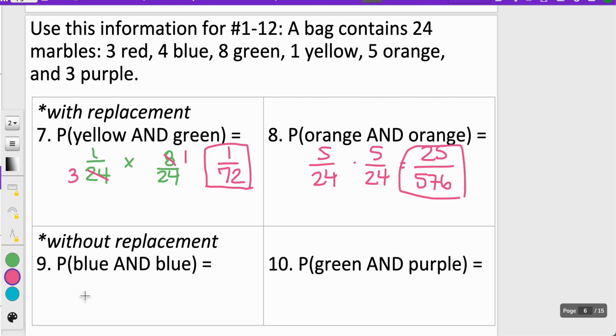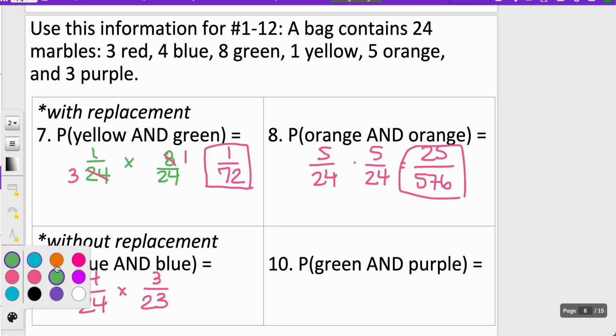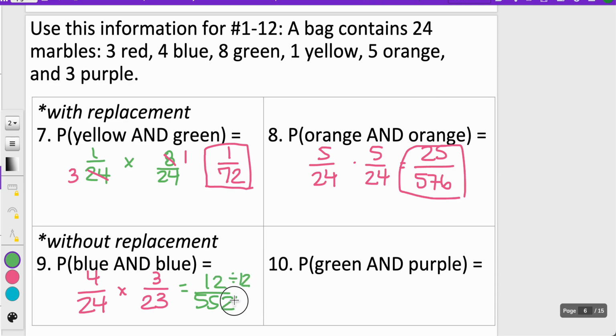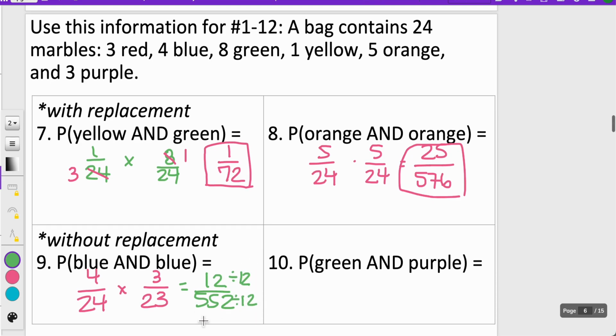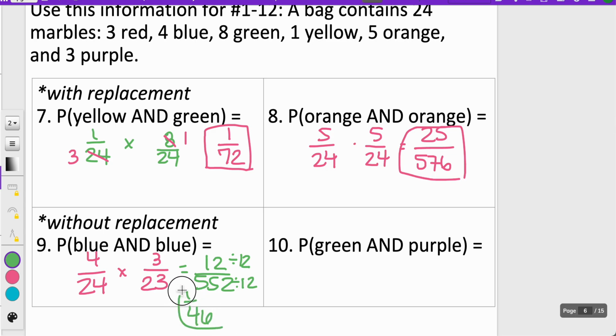Now I don't replace. So the first time I get that blue, it's 4 out of 24, but the next time I get it is 3 out of 23, okay, because they both went down by 1. I can simplify nothing here, so that'll be fun when I get some big numbers. 4 times 3 is 12, and 24 times 23, I'm getting 552. Okay, now this can be simplified. 12 can actually go into both, and I'm going to get 1 over 46. Okay, so maybe we could have simplified that 4/24 before we multiply straight across.